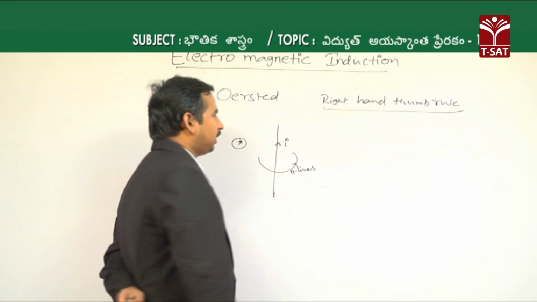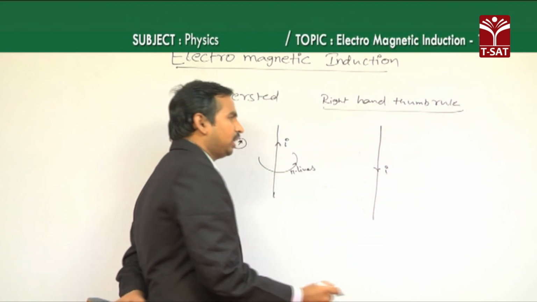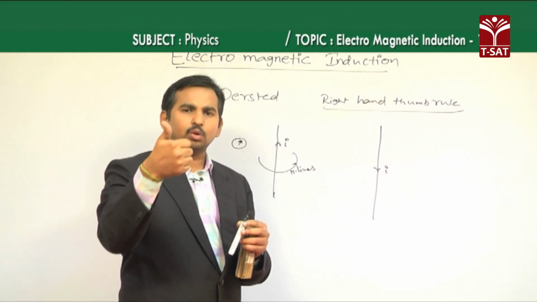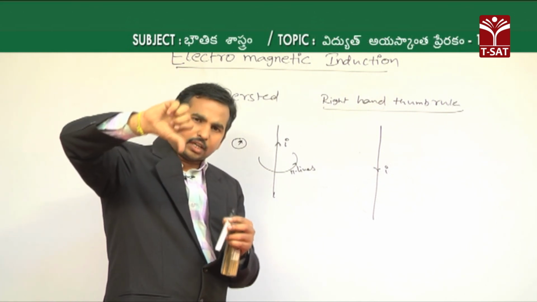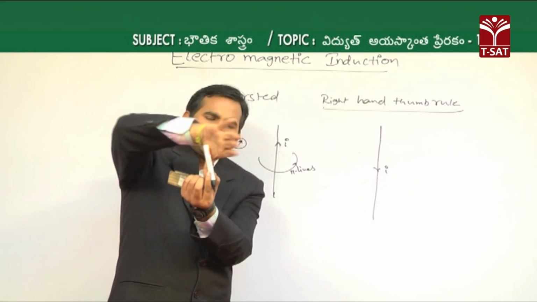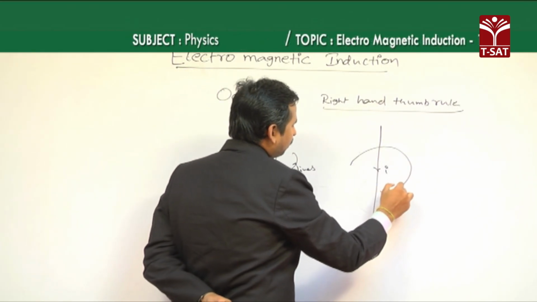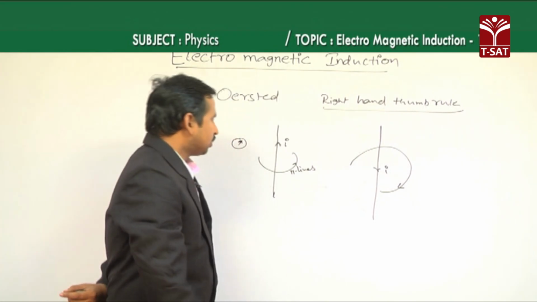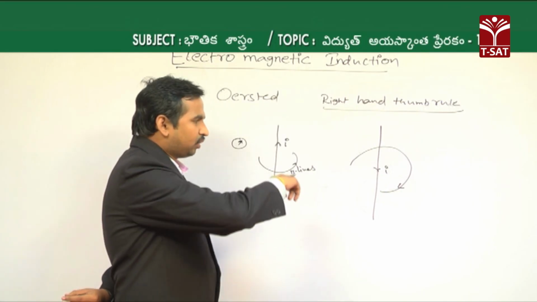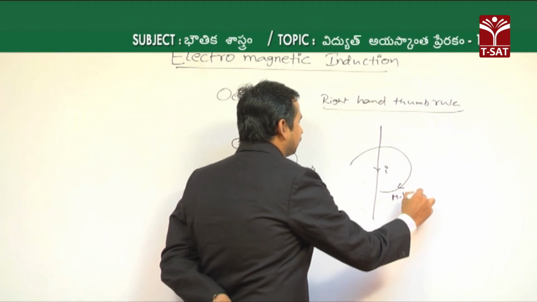In the same way, if the direction of current is reversed and going downwards, then we take the thumb downwards, and we curl the fingers in the opposite direction like this. Now the magnetic lines of force are going like this. In the first case the magnetic lines of force were going in this direction, and here on the other side they curl in the opposite direction like this.